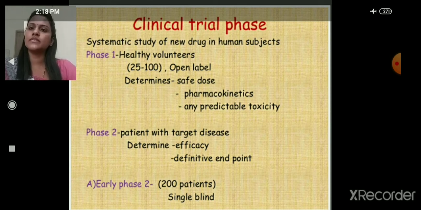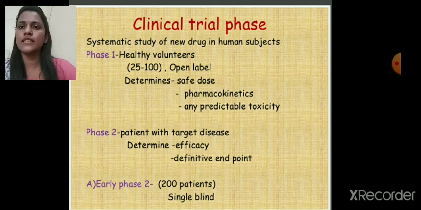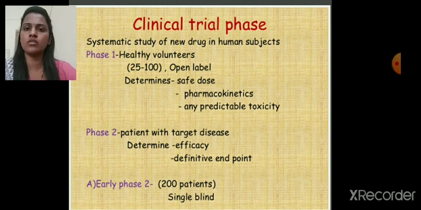Then the next and last phase of the research is the clinical trial phase. In the clinical trial phase, there are three main phases. This is the schematic presentation. In the first phase, healthy volunteers are used. It is an open label study, which means the drug is known to the patient and the doctor.